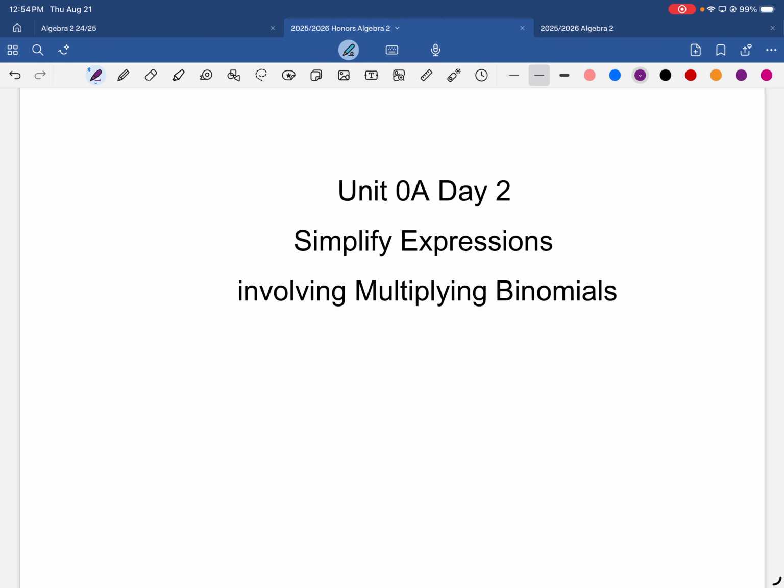Next one then, you don't need to really write this down, but it's simplifying expressions involving multiplying binomials. So now we have to multiply two binomials together. Just remember by definition, what's a binomial? A binomial is a polynomial, which is just a bunch of terms added together, when there's more than one of them. There's two of them, there's three of them, there's four of them, whatever. A binomial has two. Polynomials are just the sum or difference of a bunch of monomials.